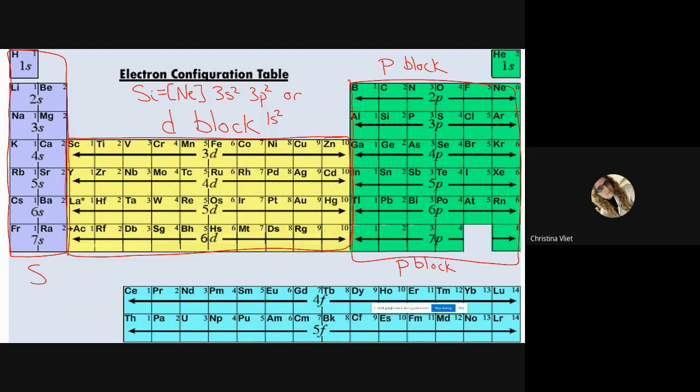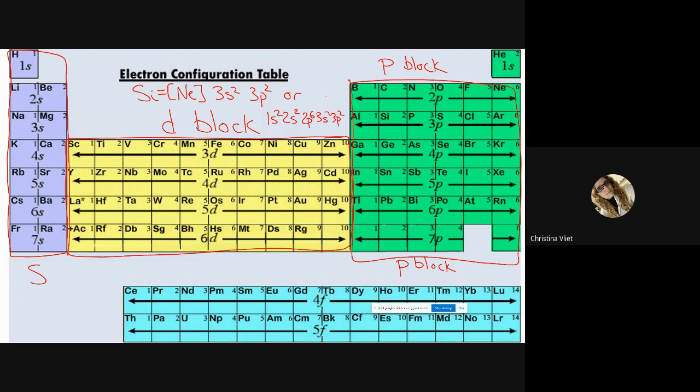1s2, after 1s comes 2s. You basically read the periodic table like you're reading lines of a page. So line 1 is the first energy level, line 2 is the second. So you do 2s. How many elements are there? 2. So you write 2s2. 2p. How many elements are there? 6. And then 3s2, 3p2.